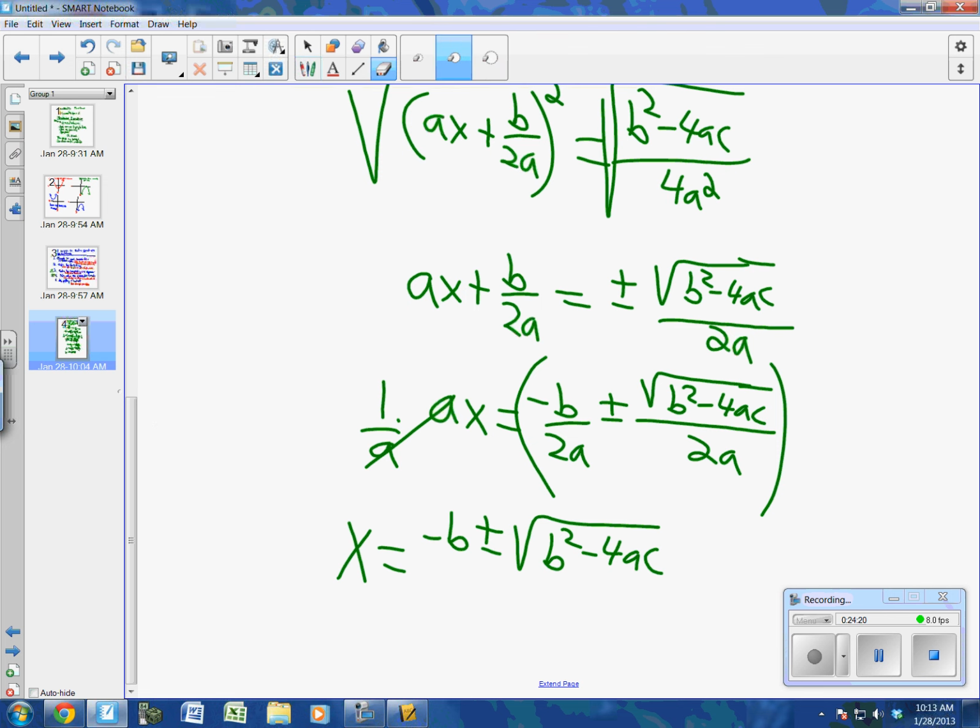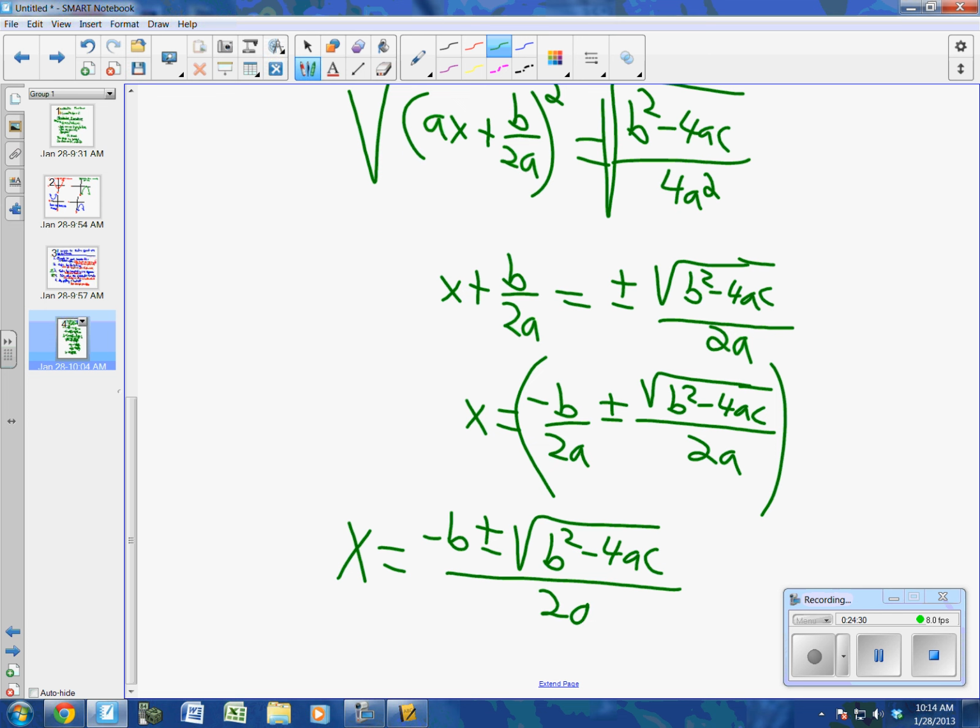I made a mistake because, you know what? When I factored that, that A shouldn't be there. So guess what? We're already solved right there. All over 2A. And we're done.